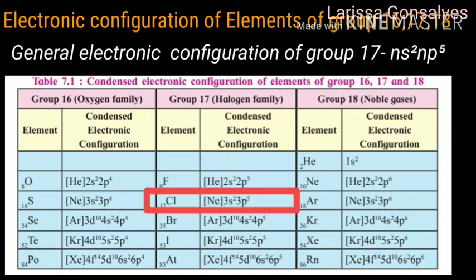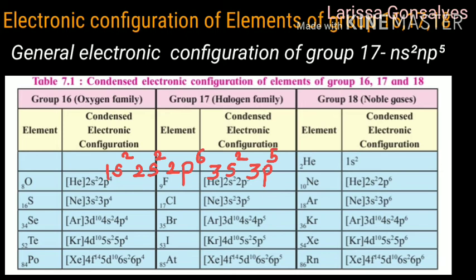Next example is of chlorine, which has the atomic number 17. The electronic configuration will be written as 1s2, 2s2, 2p6, 3s2, 3p5.